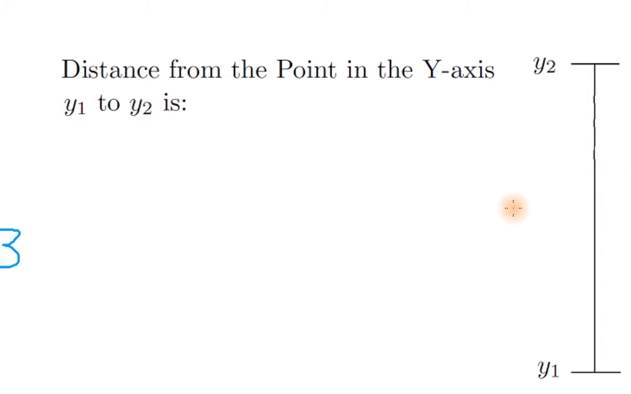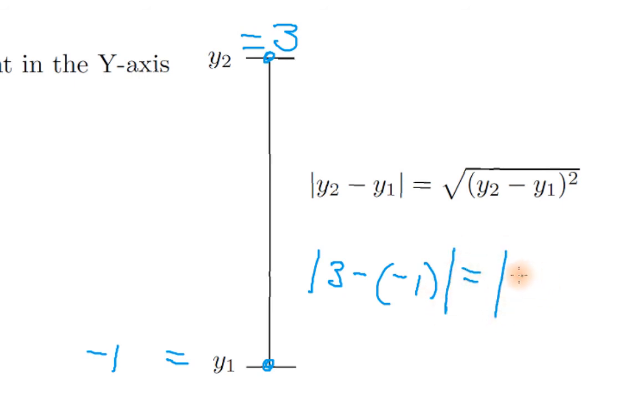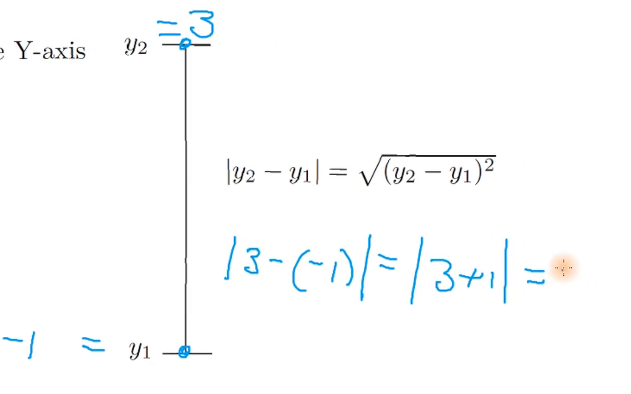So for example, if I'm here, y1 equals, let's say, -1 in the Cartesian y-axis, and y2 equals, let's say, 3. What is the distance between this point and this point? Well, we're going to use the absolute value. So it's going to be y2, which is 3, minus y1, which is -1. And that is equal to what? Well, it's 3 plus 1, which is 4. And what is the absolute value of 4? It's 4. And that's how we find the distance on the y-axis and the x-axis.